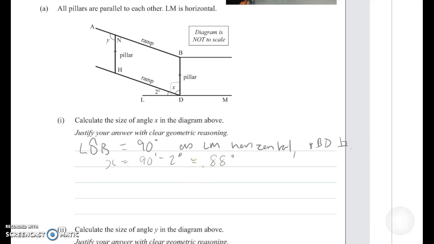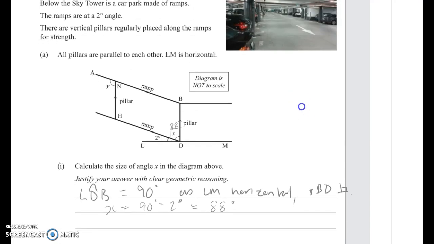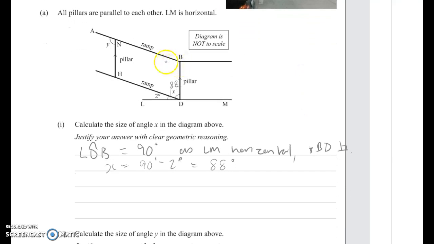So I've now got that that's 88 degrees. It's a good idea to put in what you found. That's going to help you to see other things. Now, obviously, it says all the ramps are at a 2 degree angle. So that would be at a 2 degree angle to there. So I'd know that these are parallel.